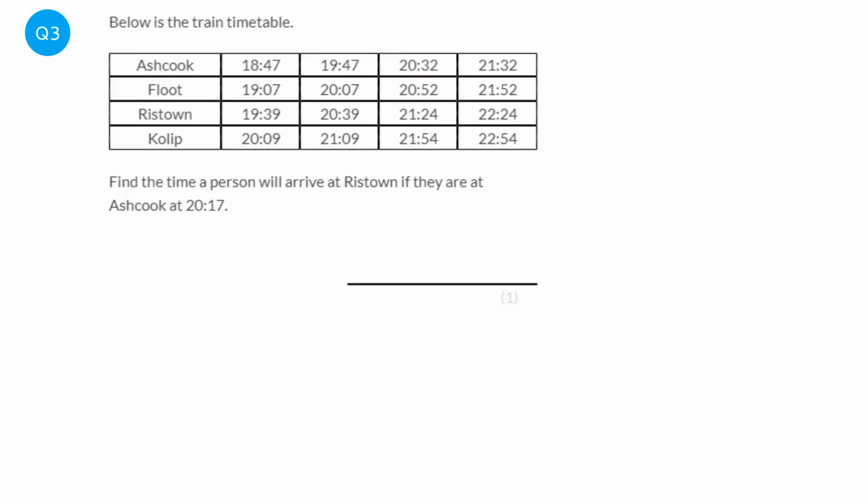So this person's at Ashcook at 20:17, so they're going to have missed this train here, and they're going to have missed this train here, so those are off. But they will be in time for this train here, and we're looking for the time it hits Risedown. So it will get to Flute at 20:52, and then Risedown will be at 21:24.